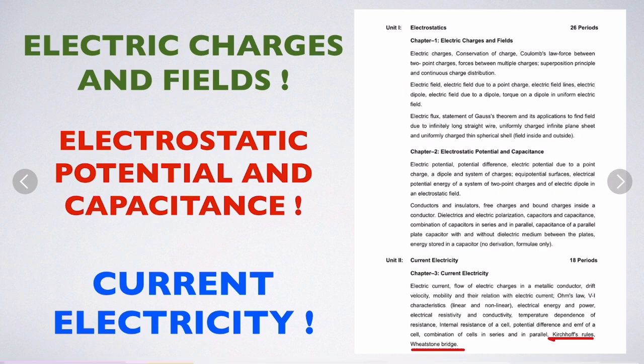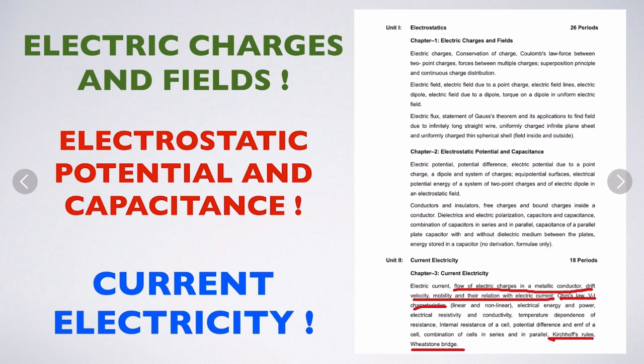After that we also have to learn, that is the flow of electric charges in metallic conductor, drift velocity, mobility and their relation with the electric current. So I hope you know all of them, and you know all those derivations. You must have done I is equal to nEAv_d, etc. and Ohm's law and VI characteristics of Ohm's law.